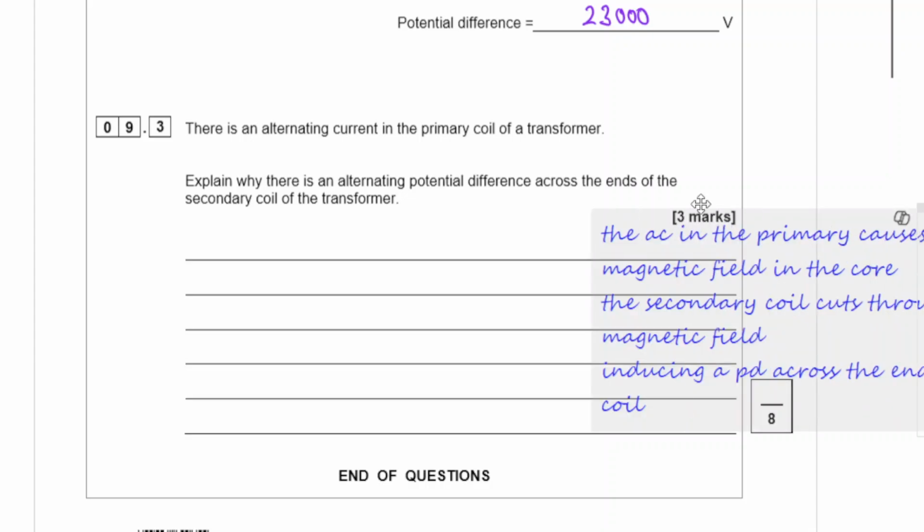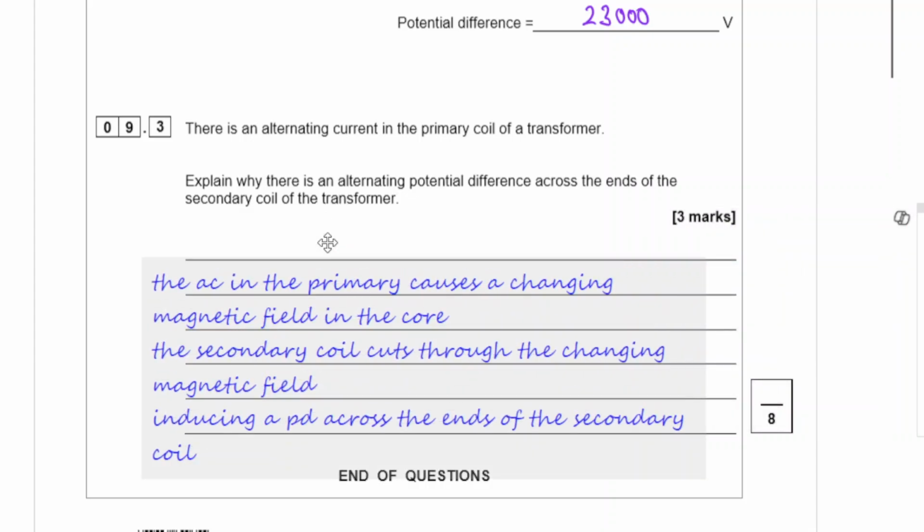So the AC in the primary causes a changing magnetic field in the core. The secondary coil cuts through the changing magnetic field, inducing a potential difference across the ends of the coil.